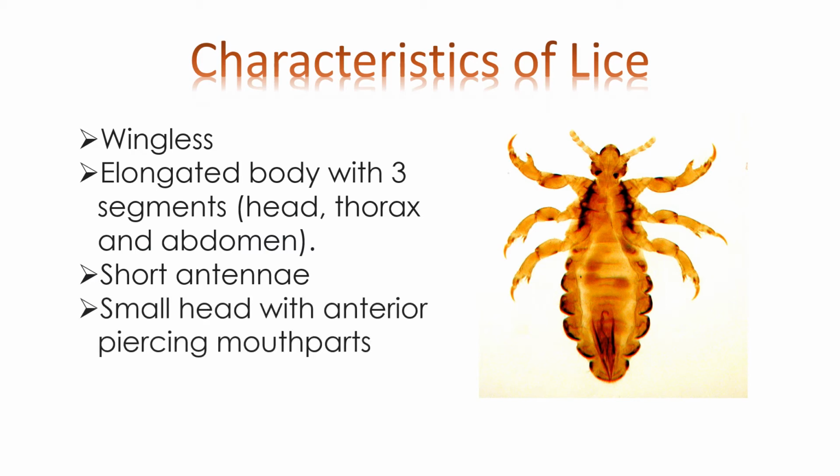Next, small head with anterior piercing mouth parts. Okay, lice have small head with anterior piercing mouth parts. That is another characteristic of lice. The last one is lice have 6 short and stubby legs.